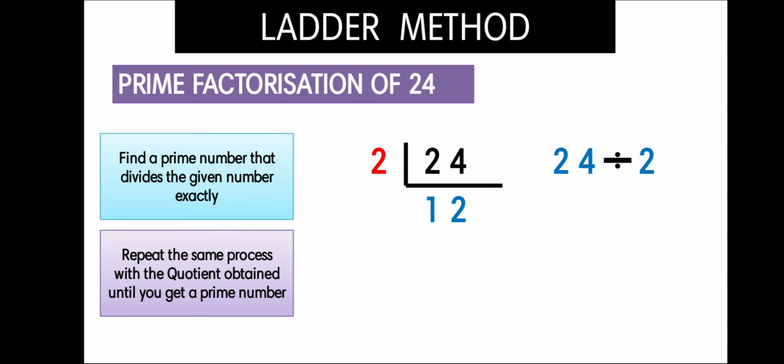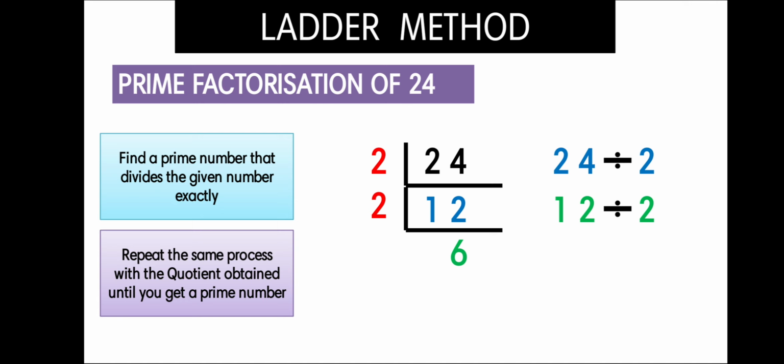Next, we will repeat the same process with the quotient obtained. The quotient obtained is 12. We'll find another prime number such that when we divide 12, we get the remainder as 0. 12 is also an even number, so it is also divisible by 2. So 12 by 2, we get 6.